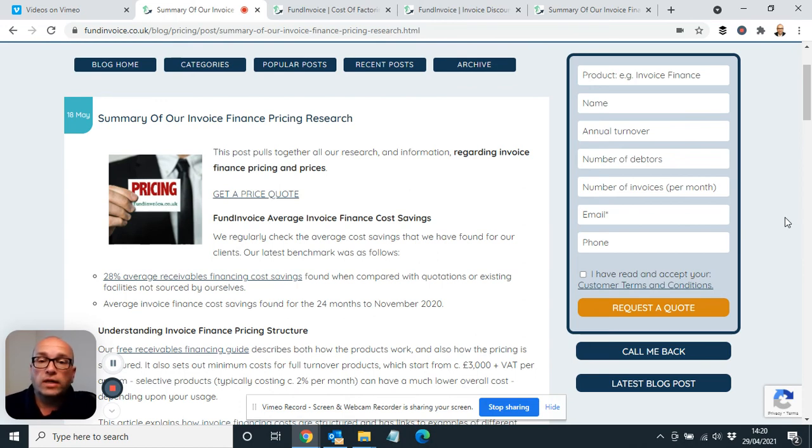So hopefully that's been helpful. Use that form if you need us to search for quotes for you, and hopefully that's given you a bit more insight into pricing within the invoice finance sector.